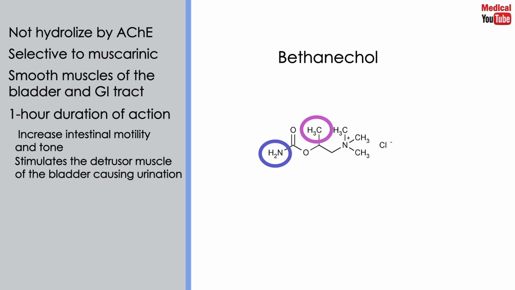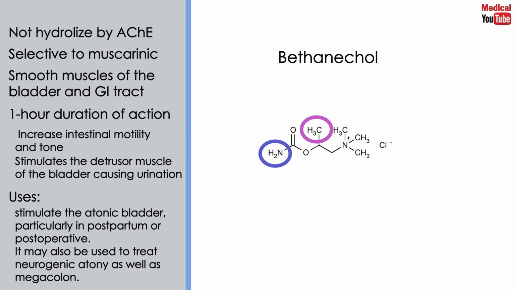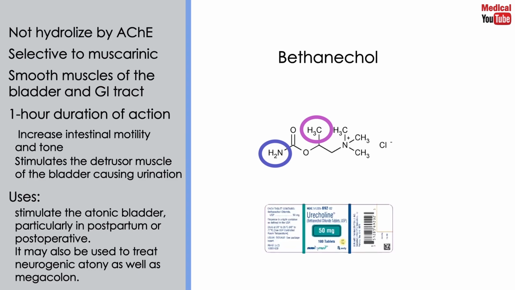It directly stimulates muscarinic receptors, causing increased intestinal motility and tone. It also stimulates the detrusor muscle of the bladder, causing urination. So it is used to stimulate the atonic bladder, particularly in postpartum or postoperative, non-obstructive urinary retention. It may also be used to treat neurogenic atony as well as megacolon. It is available with the brand name Urecholine.